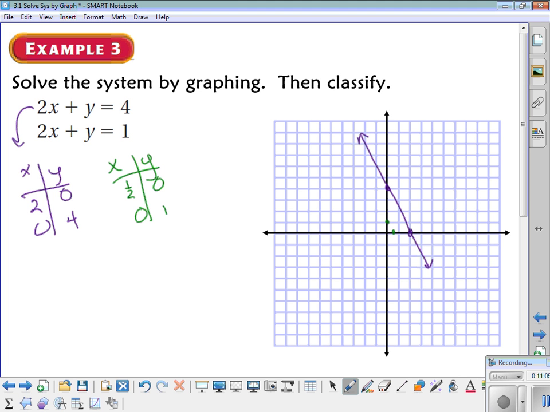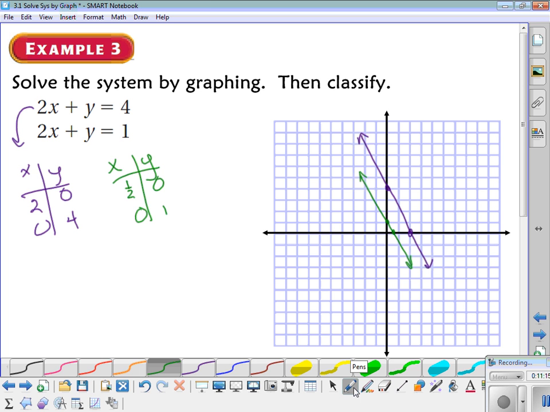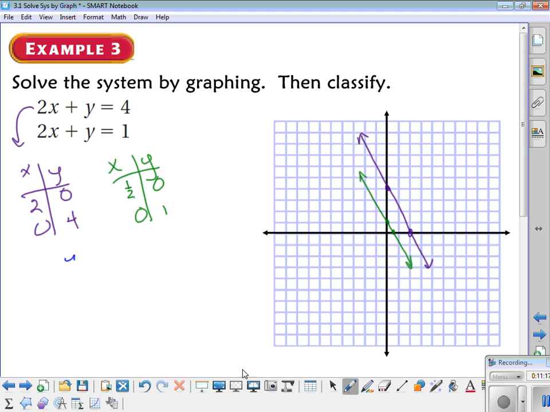But if you rearrange it also, you can see it has the same slope. So what kind of lines do I have? Parallel lines. So that means that there is no solution. They are inconsistent.